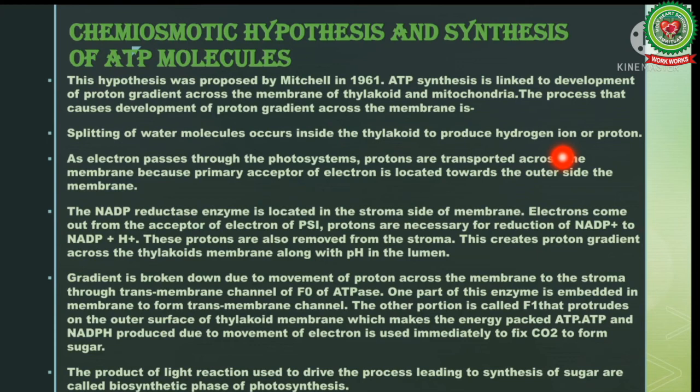Chemiosmotic hypothesis and synthesis of ATP molecule. This hypothesis was given by Mitchell in 1961. It explains the mechanism of ATP synthesis within the chloroplast during photosynthesis. During the photochemical phase or light reaction, ATP and NADPH are generated. These are the key components used in the dark reaction for the production of the final product of photosynthesis. Let us see how this ATP and NADPH are generated during the light reaction.